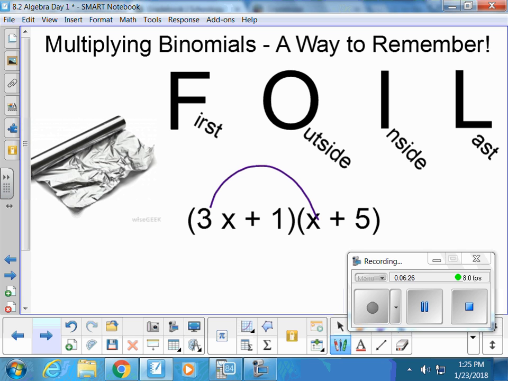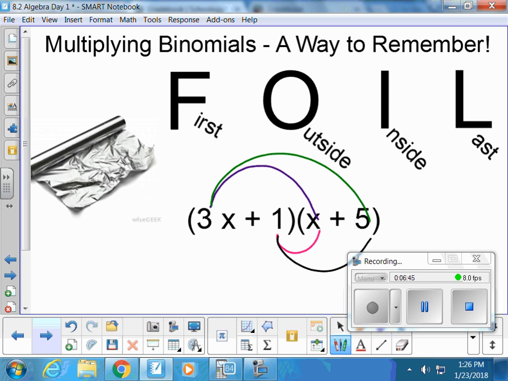And outside means I would draw a rainbow from the outside term in this binomial to my outside term in this binomial, like that, and I would perform the multiplication. Inside would be the two guys on the inside, so there would be my rainbow. And then last, there will be my rainbow.